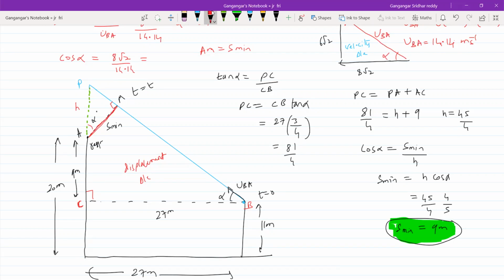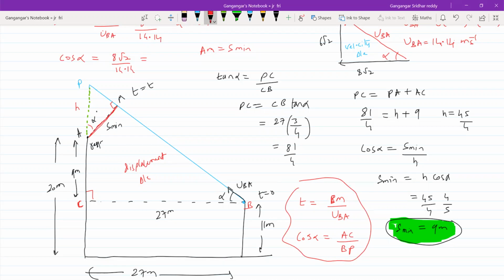How to calculate the time? I think we can calculate PM, so I'll leave it for you. The time taken should be equal to BM by UBA. How to calculate BM? We know the value of BP. So cos alpha is equal to AC by BP. And you know the PM value, that can also be calculated. Substitute all and work it out. This part I'll leave to you. Okay, try to work on this.